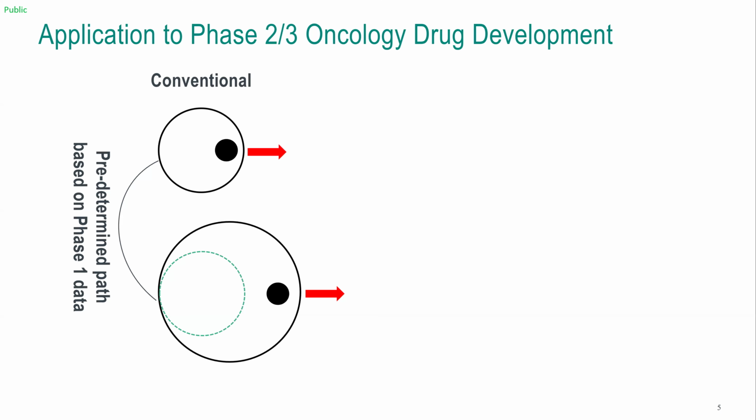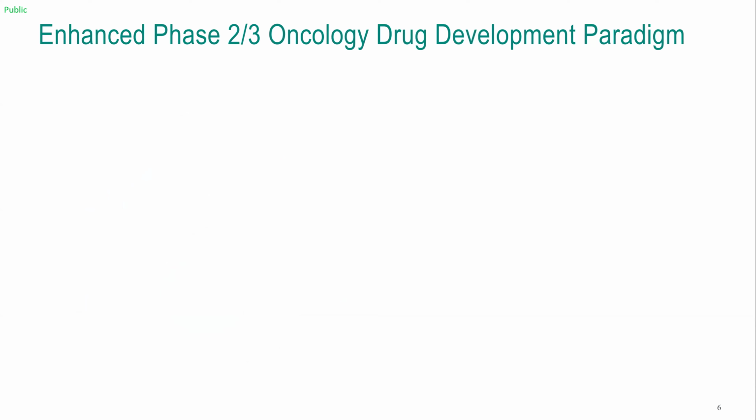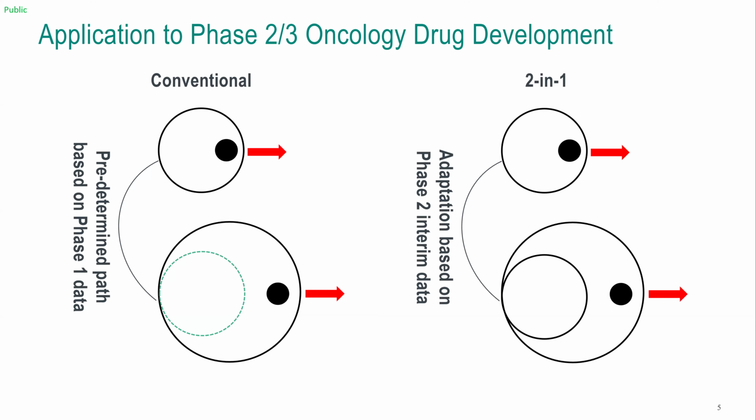Under the 2-in-1 design, they actually can relax a little bit at least. Now they can start the trial as phase 2 randomized, and then take a look at the data to decide whether to continue this as a phase 2, as they probably would be, or decide whether to directly go to phase 3.